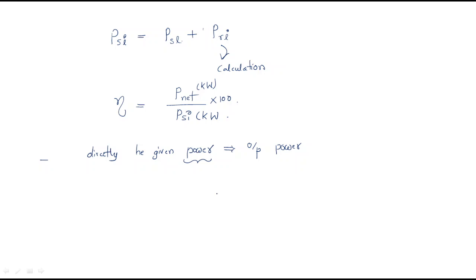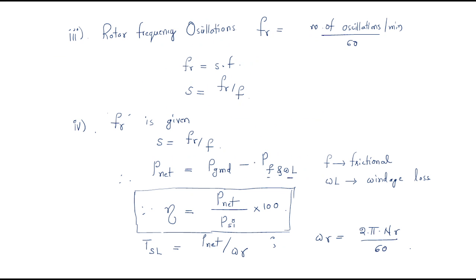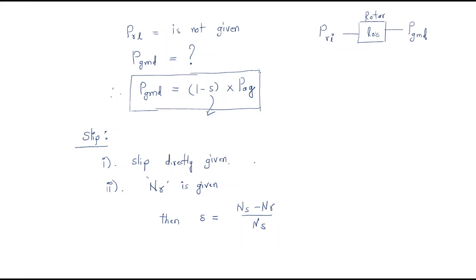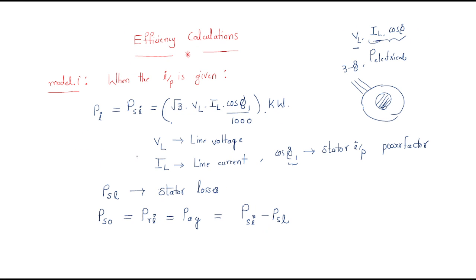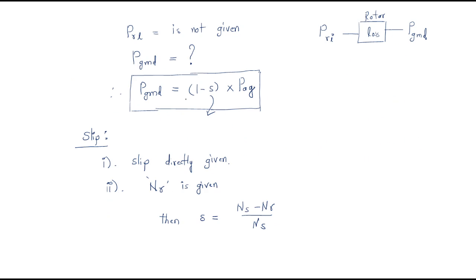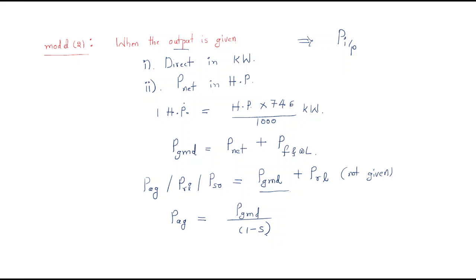Sometimes it is specifically mentioned, then this does not apply; if it is not mentioned, it is applicable. Okay, so these are some models to calculate the efficiency of induction motors. One model is for when the input is given, and the other model is for when the output is given.